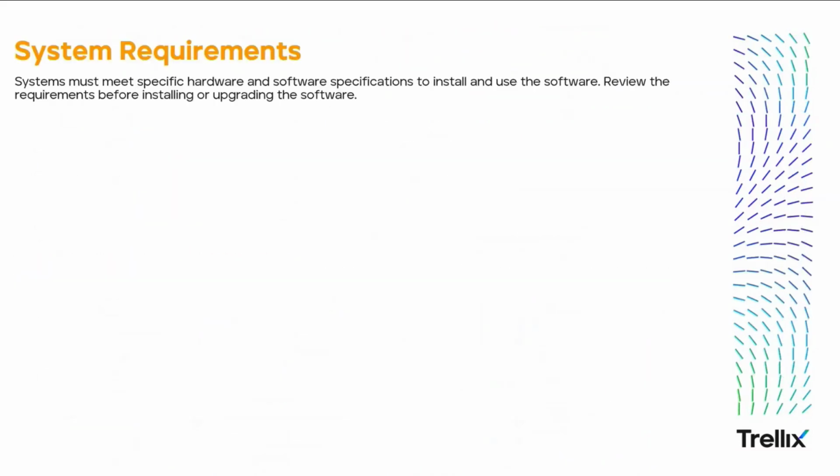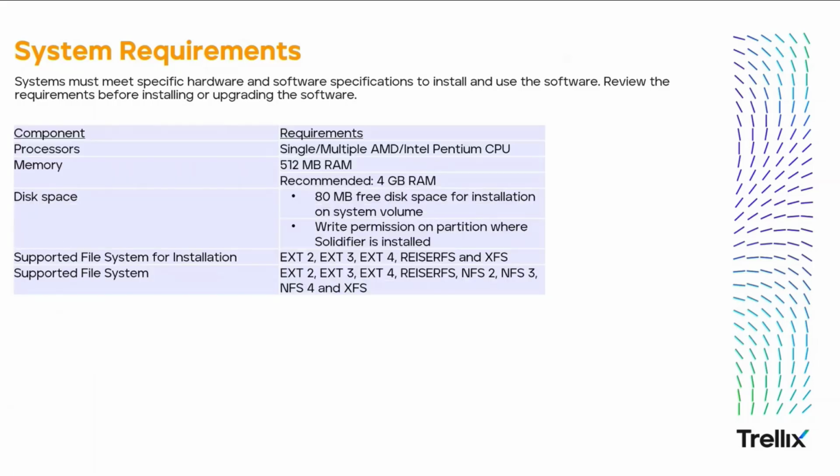So let's look at the system requirements again. The system must meet specific hardware and software specifications to install and use the software. Review the requirements before installing or upgrading the software. The components and requirements are: processors, single or multiple AMD or Intel Pentium CPU, and memory of 512 MB RAM, with 4 GB of RAM recommended.